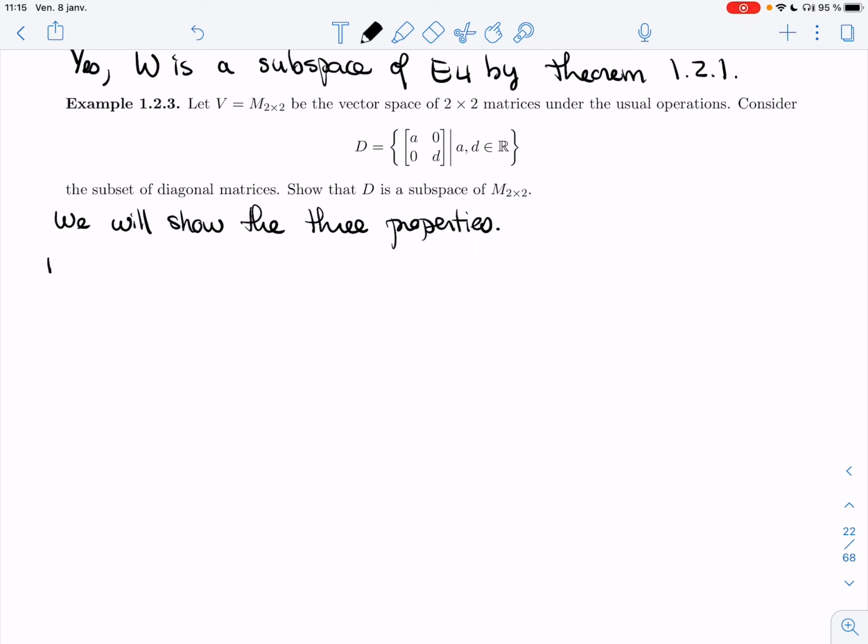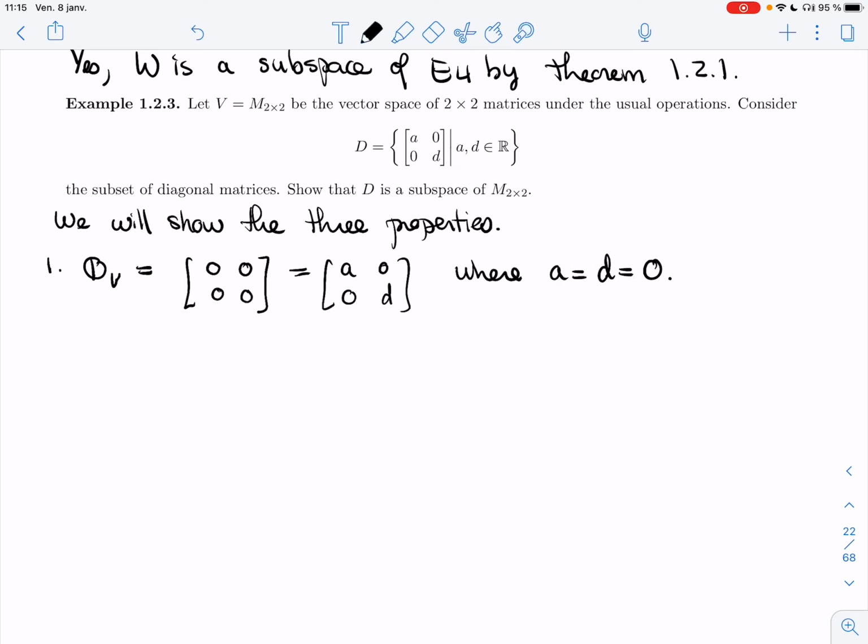All right, first I need to prove that the 0 of M22 is in our subset. So 0 of V, in this case the 0 matrix, I could write this as a 0, 0, D, where I was allowed any A and D in R, so that means I'm allowed to take A and D to be 0, and so 0V is in D.